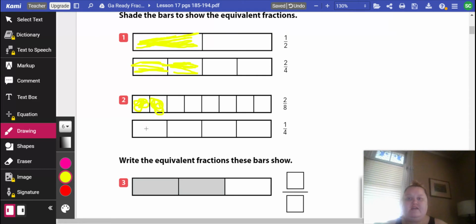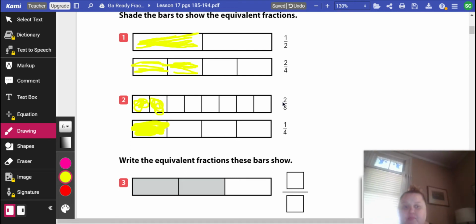There we go. And 1/4. Oh yeah, that's better. And we can see that 2/8 and 1/4 is the same amount. So those are equivalent. Now, looking down at question number 3.